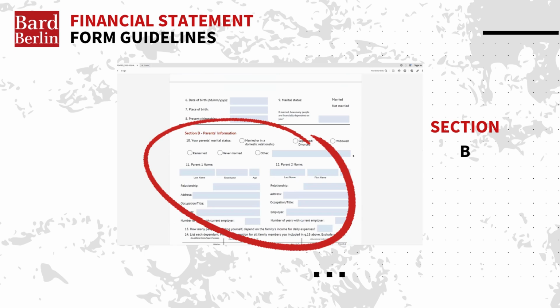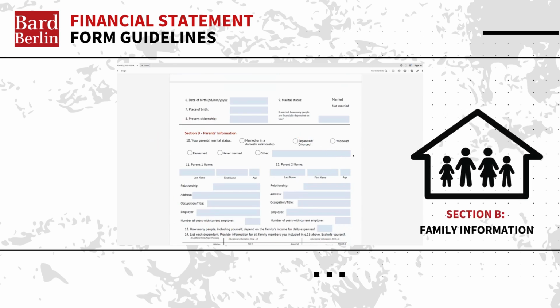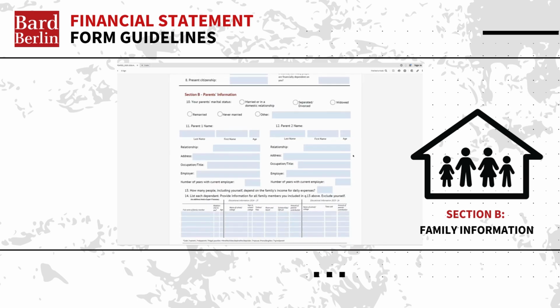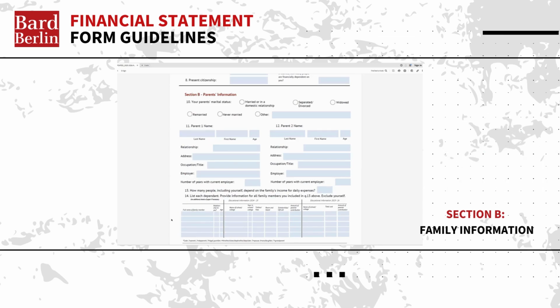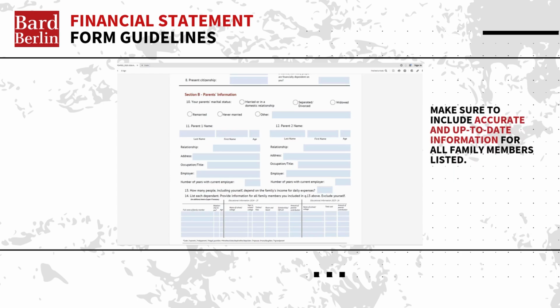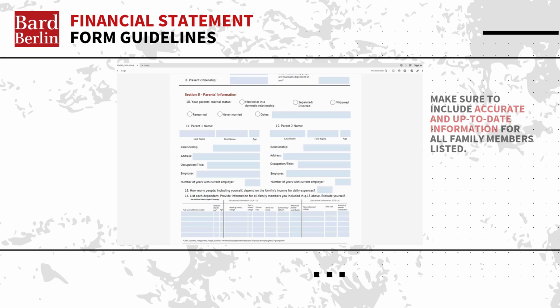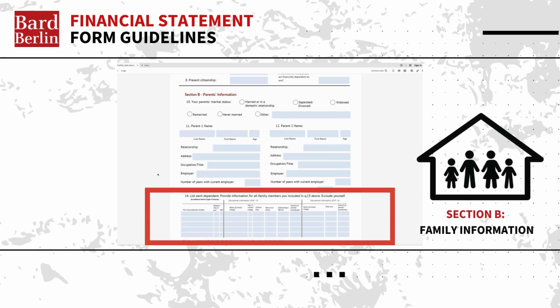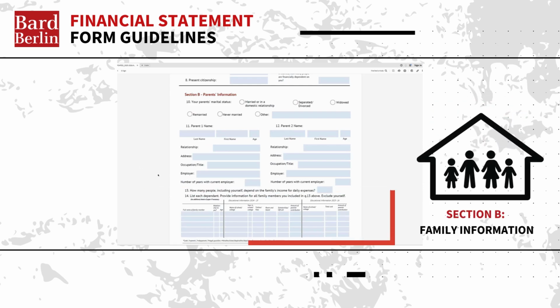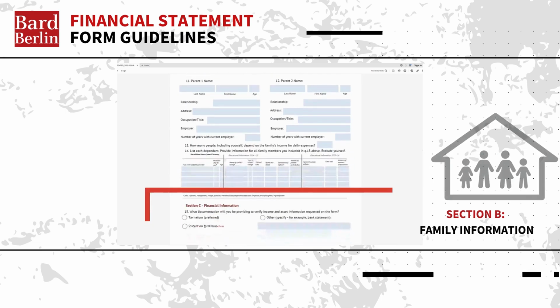In Section B, you are providing information about your family. Here you'll enter details about your parents or guardians, including their personal information and occupations. You'll also need to list any siblings and other family members who live with you. In the table provided, enter each family member's name and their educational expenses if applicable. Make sure to include accurate and up-to-date information for all family members listed. This helps the financial aid office get a complete picture of your household's financial situation.